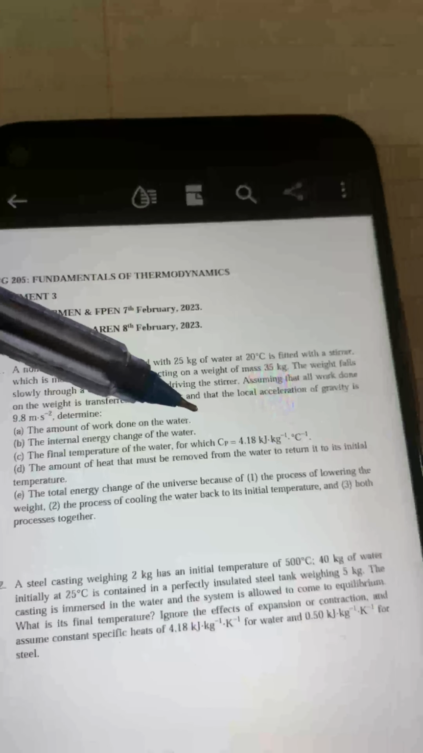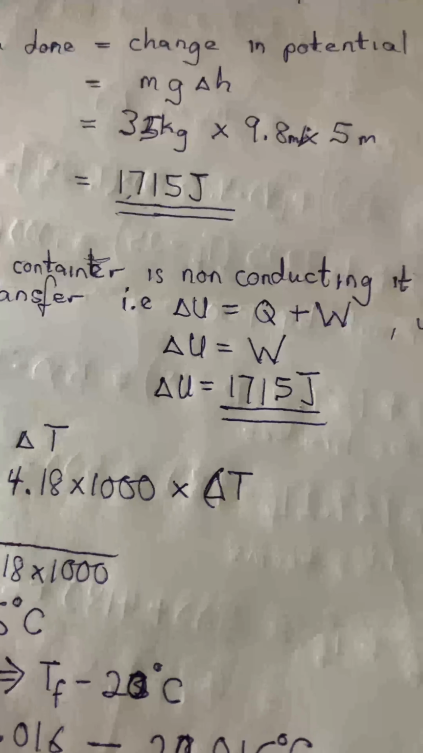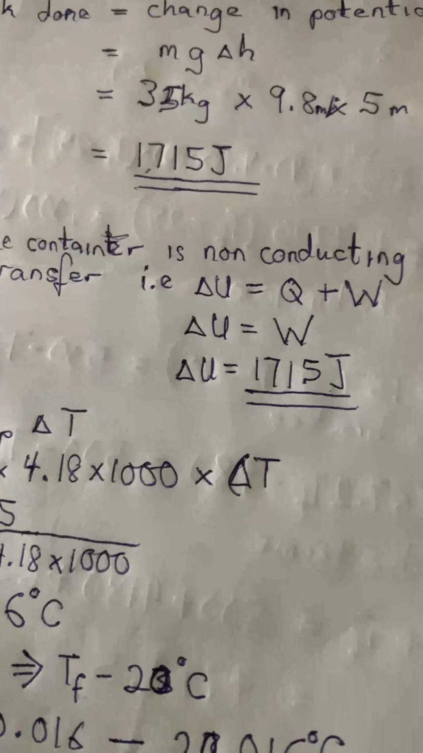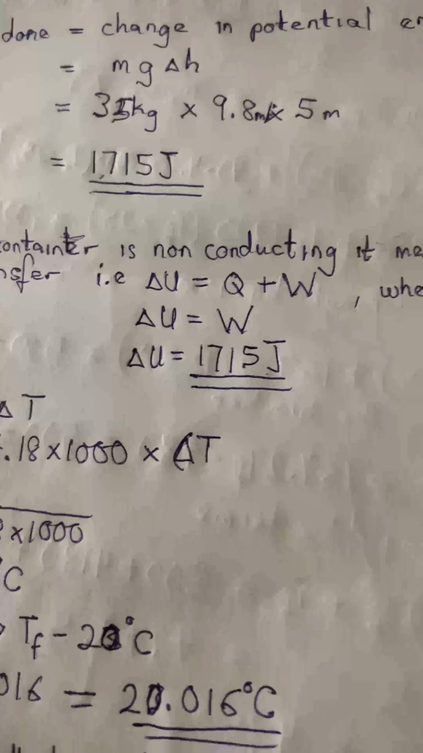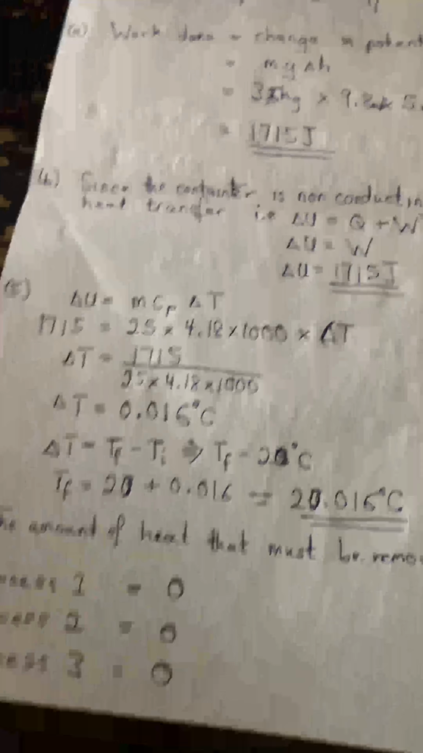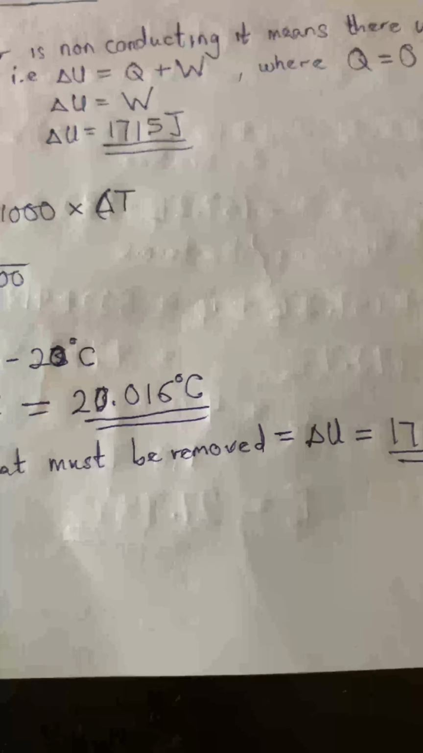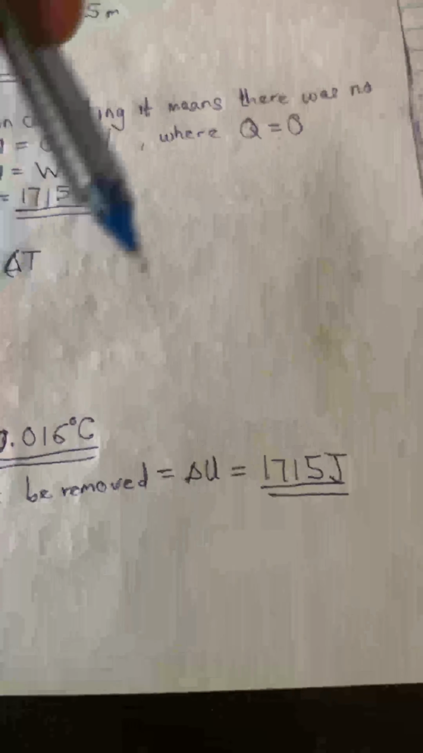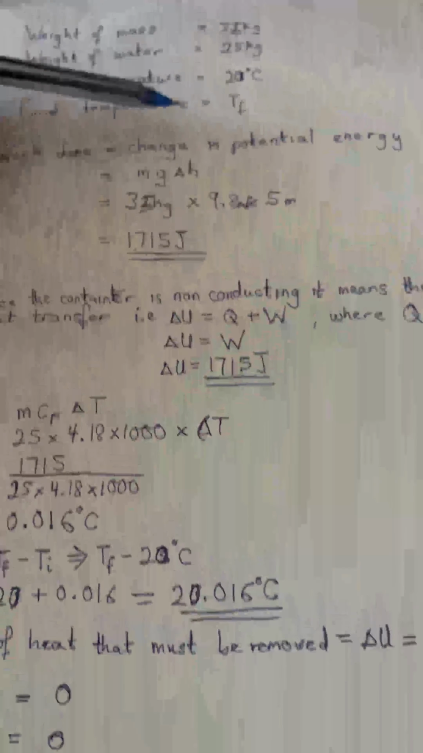That's the C. And the D says the amount of heat that must be removed from the water to return it to its initial temperature. If we work on the system and the internal energy increased by some amount, in order to bring the system back to that exact temperature, we just have to remove the same amount of energy. So the amount of energy that must be removed will also be equal to the change in internal energy, which is 1715 joules. So it will also be the same thing.